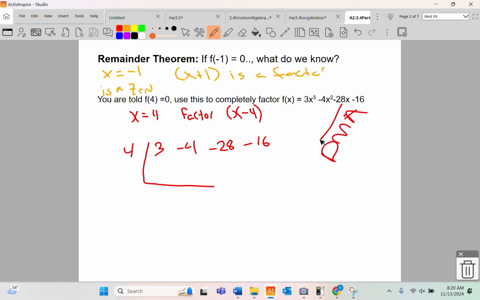There's your acronym, DMA. By the way, if that's a factor, what's the remainder going to be? 0. Drop, multiply and add. One of the easiest things you've ever been able to do is use that.